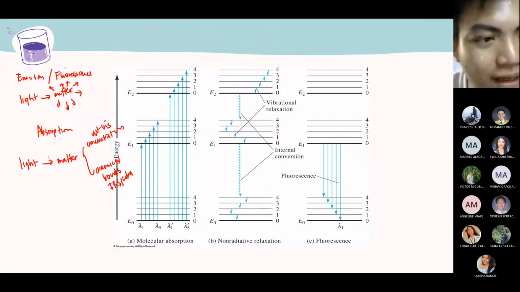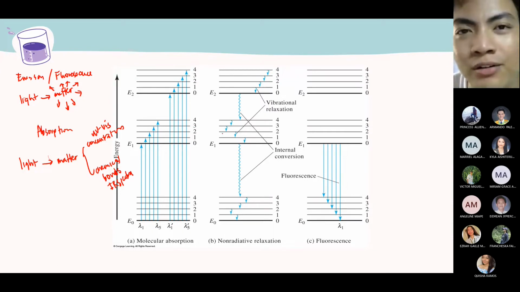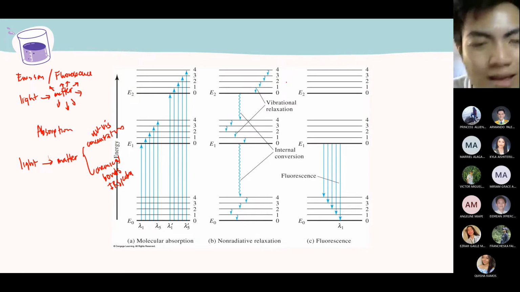But anyway, all those things make use of light. That's why they are called spectroscopy. We can study the behavior of matter based on how they interact with the light.